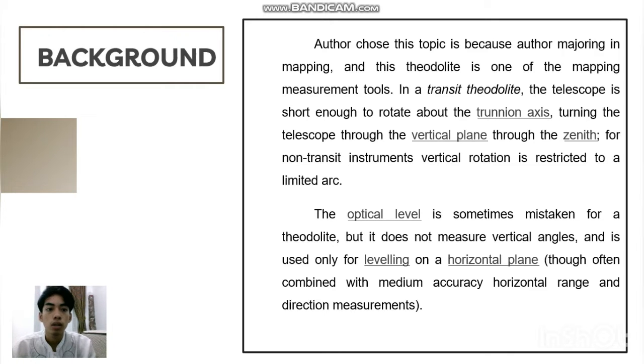In a transit theodolite, the telescope is short enough to rotate about the trunnion axis, turning the telescope through the vertical plane through the zenith. In a non-transit instrument, vertical rotation is restricted to a limited arc. The optical level is sometimes mistaken for a theodolite, but it does not measure vertical angles and is used only for leveling in the horizontal plane. It is often combined with medium accuracy horizontal range and direction measurements.